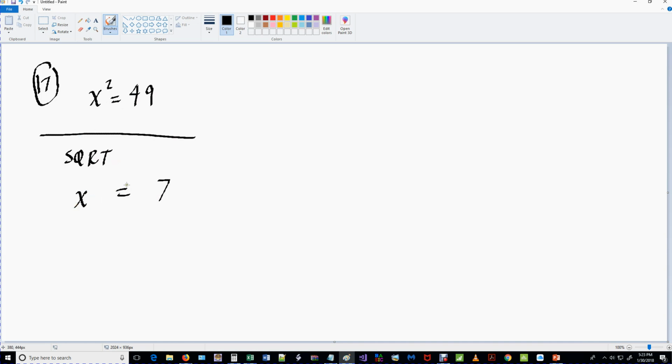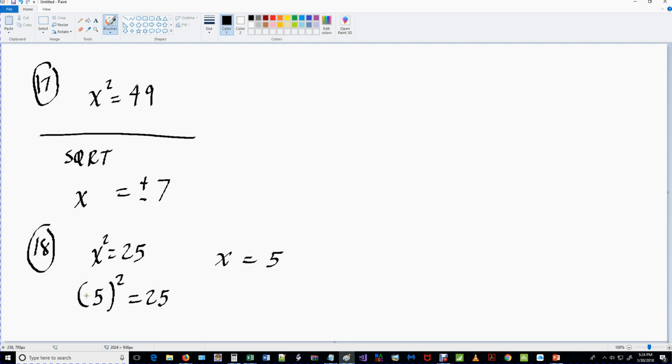Now because positive 7, when you square it, you get 49. But also when you square a negative number, you actually get 49. So the answers to this equation are x equals plus 7 and x equals minus 7. Another example, for example 18. Let's do x squared equals 25. You'll have to find the values of x such that when you square, you get 25. And of course, one will be 5, right? So x will be 5.